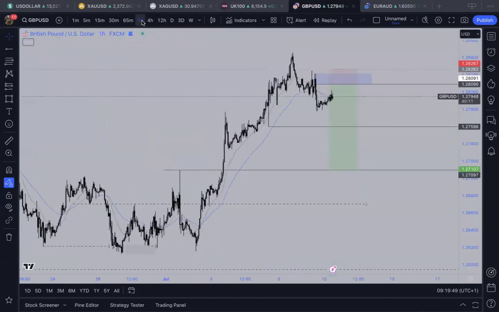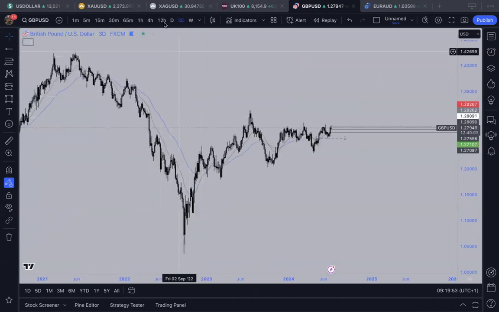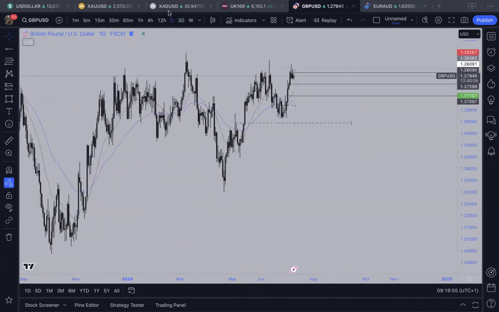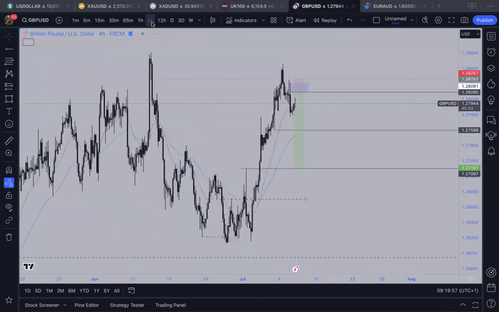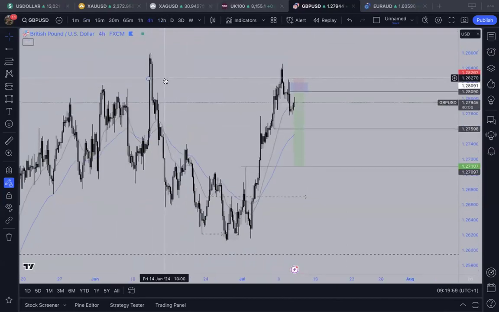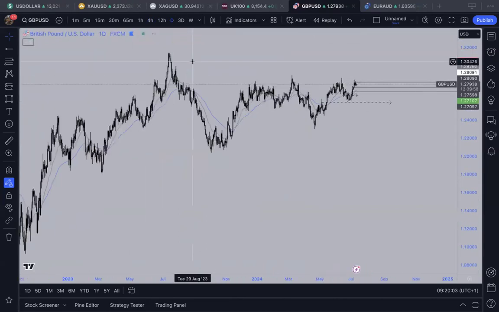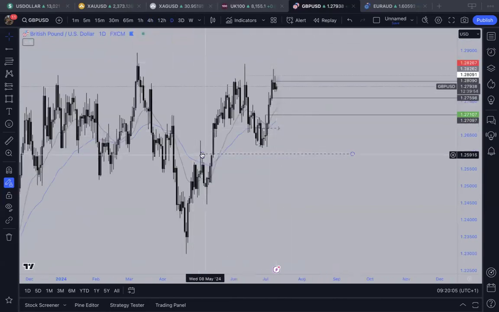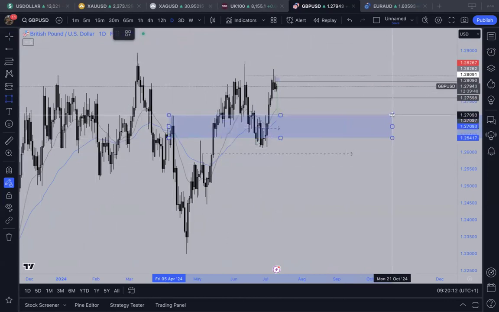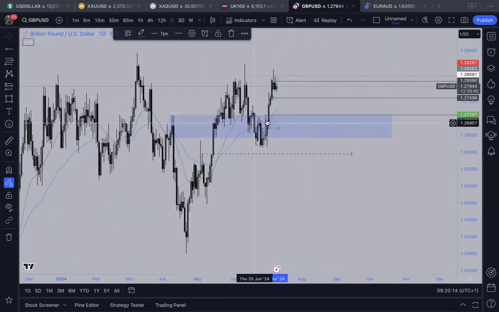GBPUSD came into a 12-hour, 4-hour zone. Really, really nice. I did overall want to be seeing these lows get run into this weekly imbalance, which is fine. We still could do that. We do have a breaker block here. That's really nice because that lines up really nicely with this imbalance as well.